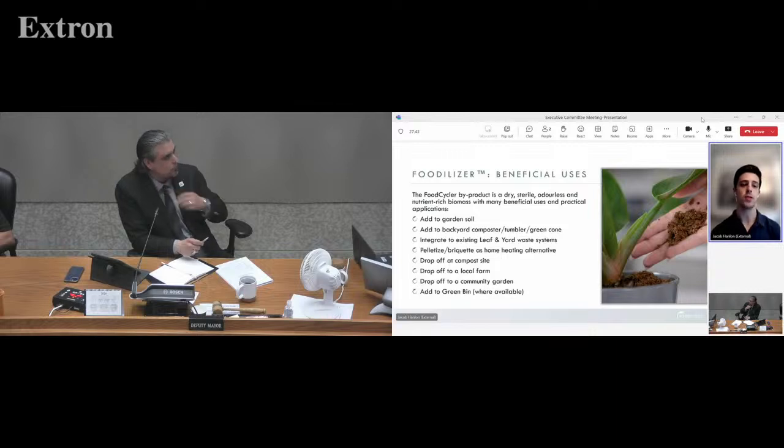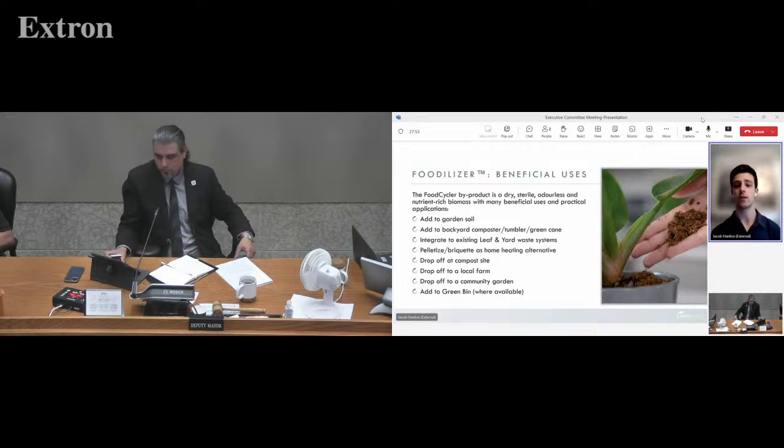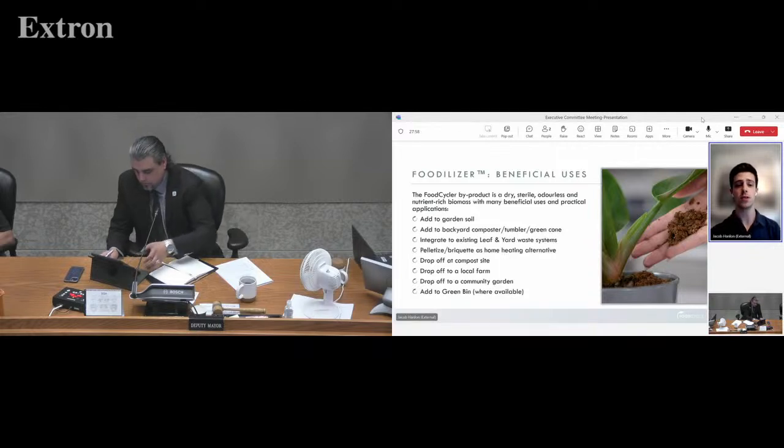These are just some options as to what residents can use that byproduct for as they use their Food Cycler and keep their food waste out of the garbage. Most of them add it to their garden or a backyard composter, but it can also go to local compost sites, local farms, community gardens, and then green bins or curbside organics facilities if those are available.